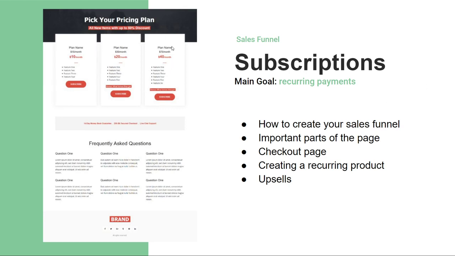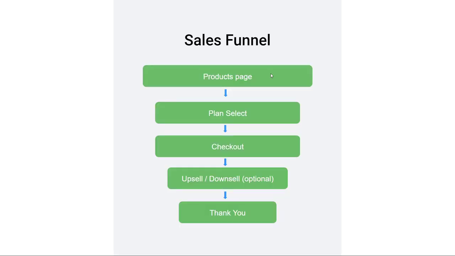We'll look into a pricing plan type of page as well, where people can actually select a different subscription plan. So yeah, we'll be looking into those type of things, creating a recurring product and doing some upsells as well. So what is the whole process? Again, just a normal sales funnel. We'll also, like I said, be looking into a plan select type of page, checkout, upsell and downsell, and a thank you page where they can take another action as well.